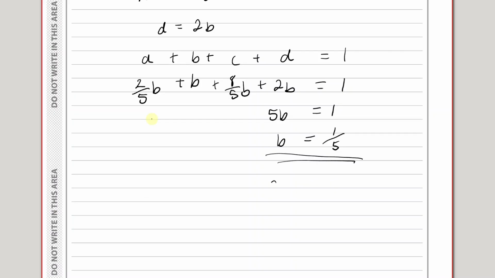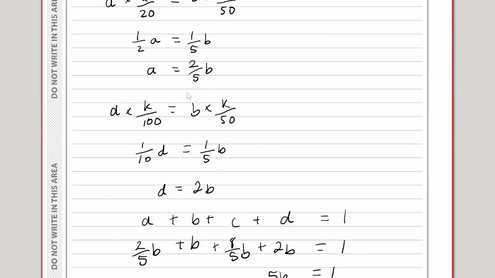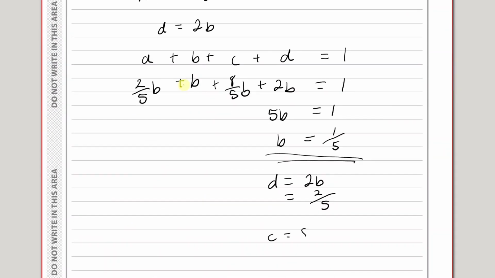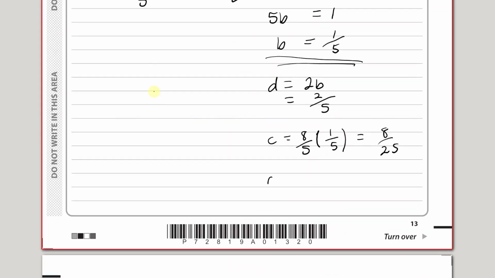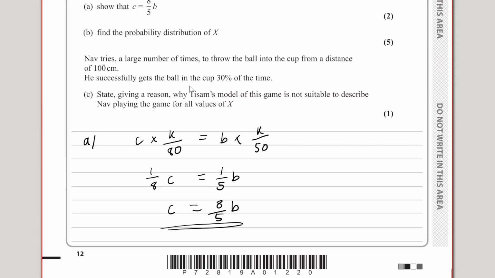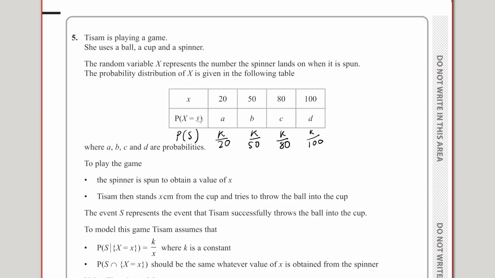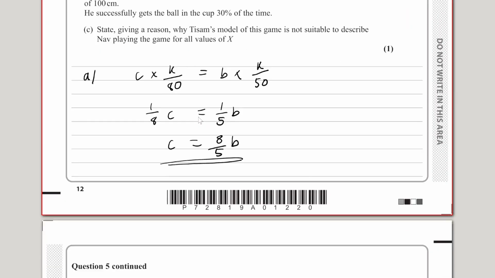d is 2b. So 2/5. C is 8/5 of b. Eight-fifths of 1/5, so 8/25. And A is 2/5 of b. 2/5 of 1/5, which is 2/25. So the probability distribution, we've got everything now. So 20, 50, 80, 100.